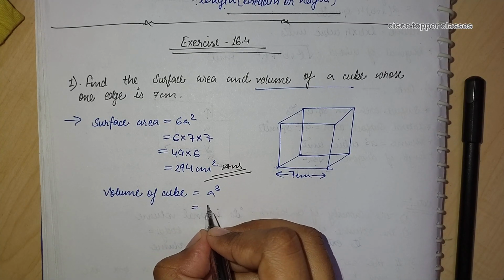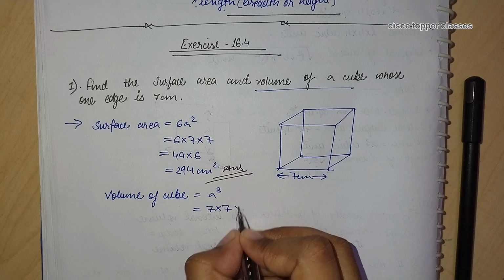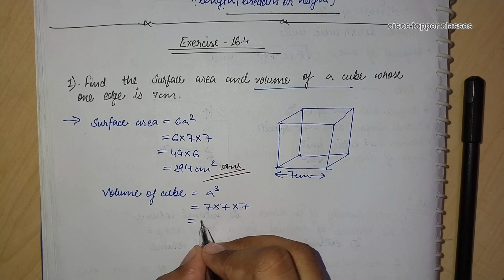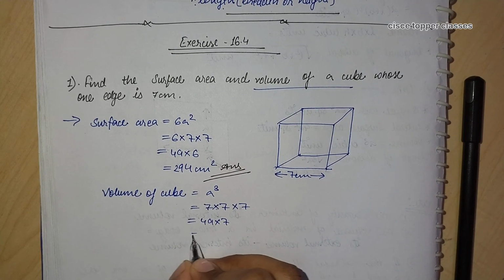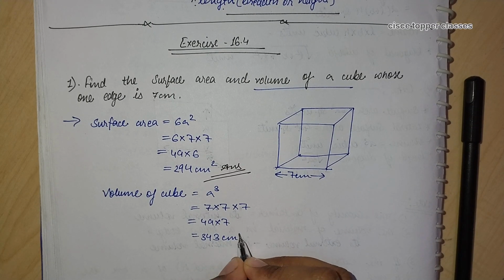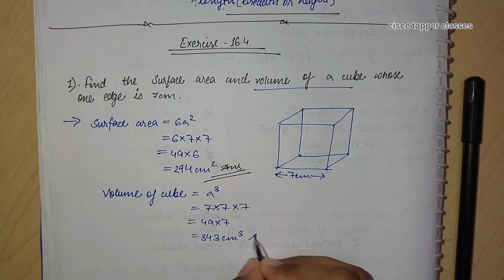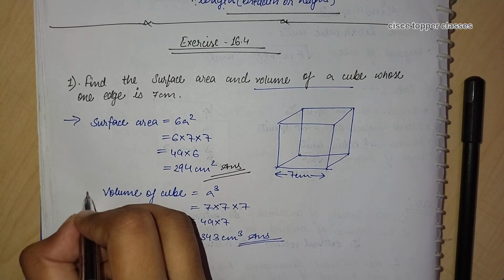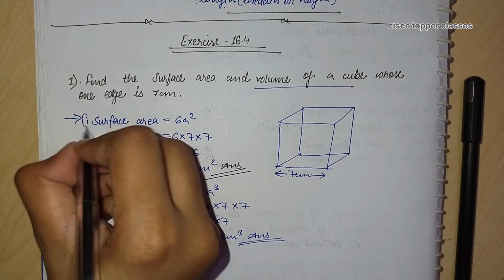So this will be 7 into 7 into 7. Here 49 into 7, and it will be 343. So 343 centimeter cubic is the volume of this cube. So this is the second part here, and this is the first part.